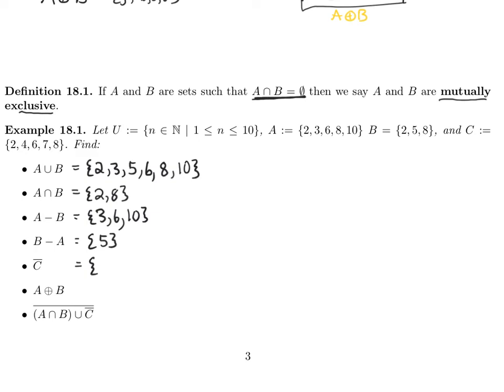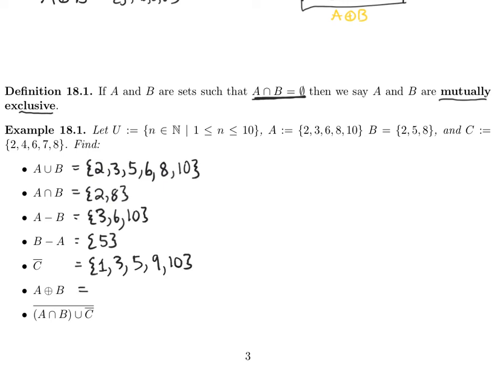So we want the elements that are not in C. So 1 is not in C, so we are going to put it in its complement. 2 is in C, so we're not going to put it in there. 3 is not in C. 4 is in C. 5 is not in C. 6 is in C. 7 is in C. 8 is in C. 9 is not. 10 is not.